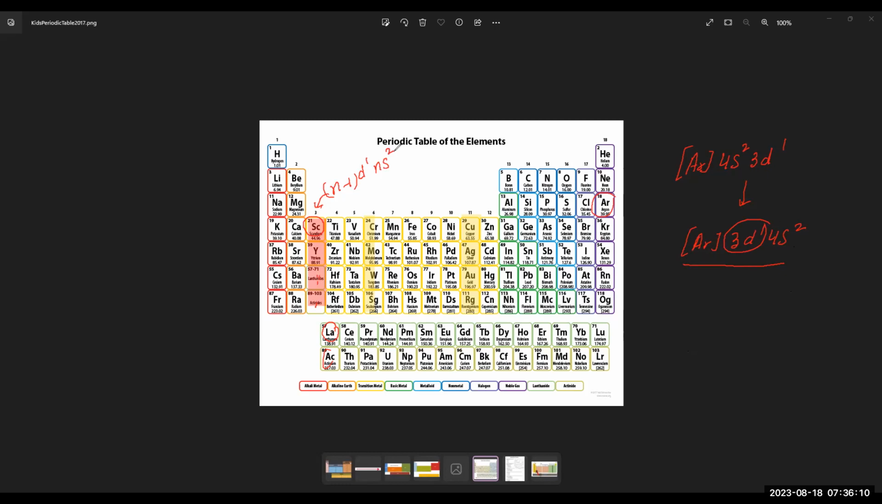Can I write it like this? Because if it is 4, this is 3. If it is 5, this is 4. If it is 6, this is 5. Like this, right? If your s is n, d will be n minus 1. Any objection? Okay, good. So that's the general configuration of the scandium family.